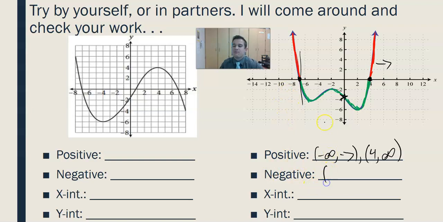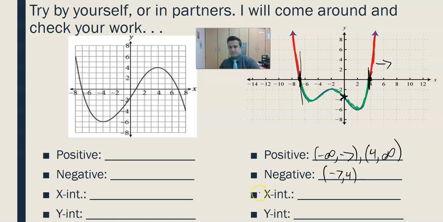Now for the negative part, I'm going to look at this green section. Where am I negative? Where am I below the x-axis? So I'm below the x-axis, or negative, between negative 7 here and positive 4. So between negative 7 and positive 4, that is where my graph is negative.